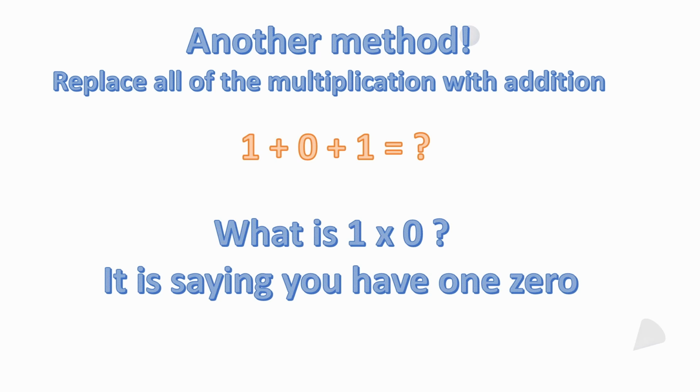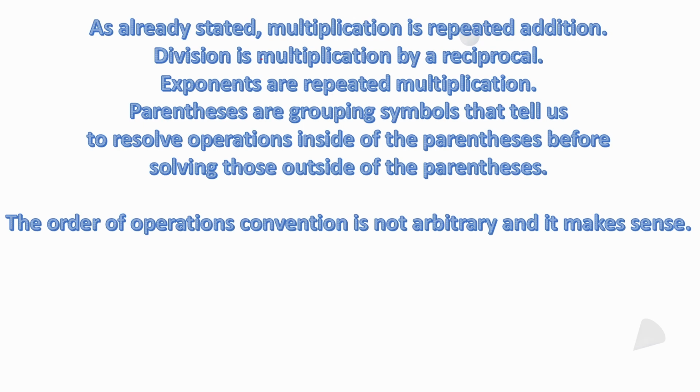So this one's really simple, because what does it mean to say 1 times 0? It's basically saying you have one zero, so really it's the same thing as adding a zero. What if I had a million zeros? You'd still have zero, right? A million zeros is still zero. 0 millions is still zero. So 1 plus 0 plus 1 is going to be equal to 2.